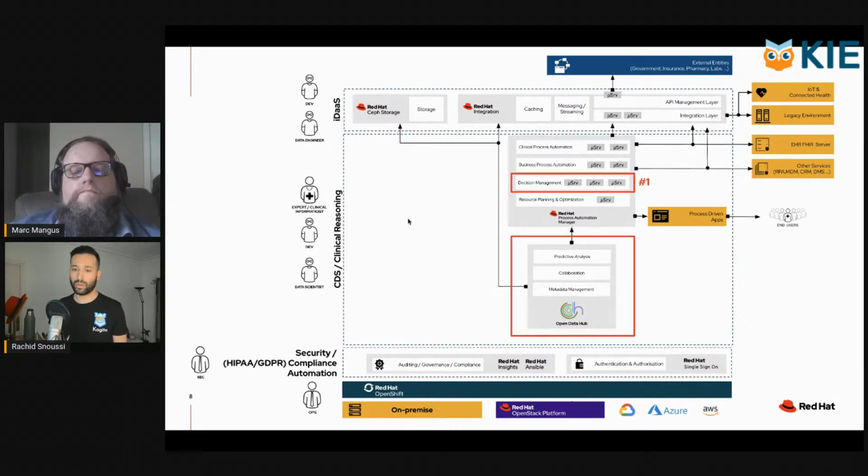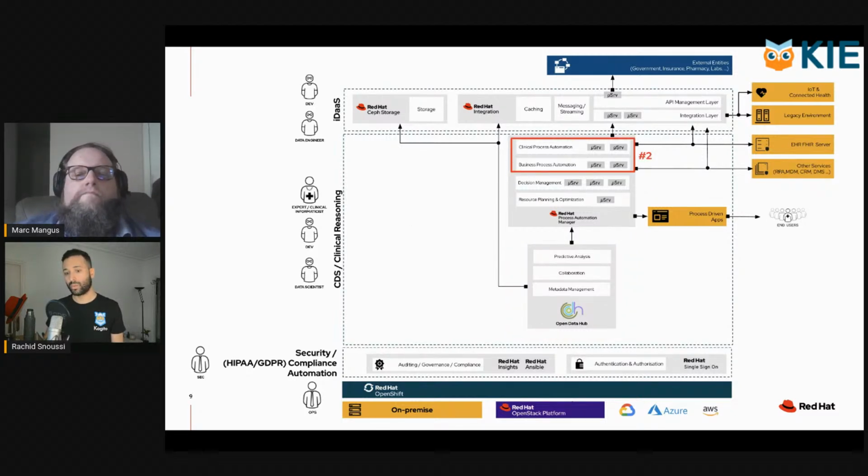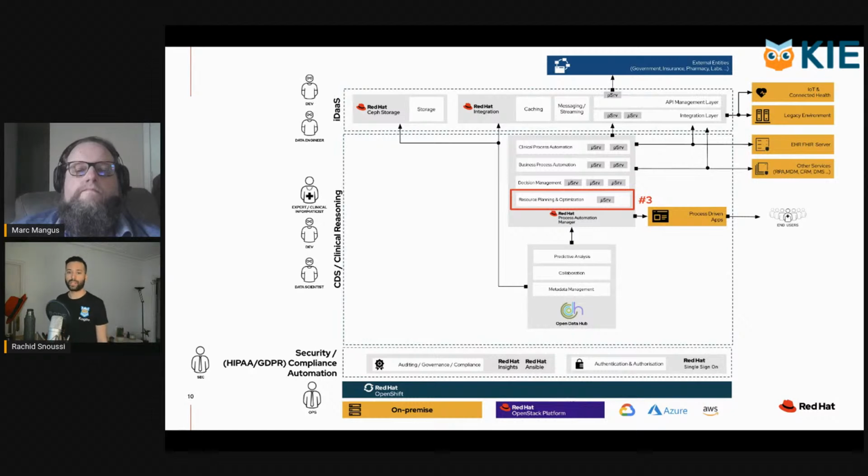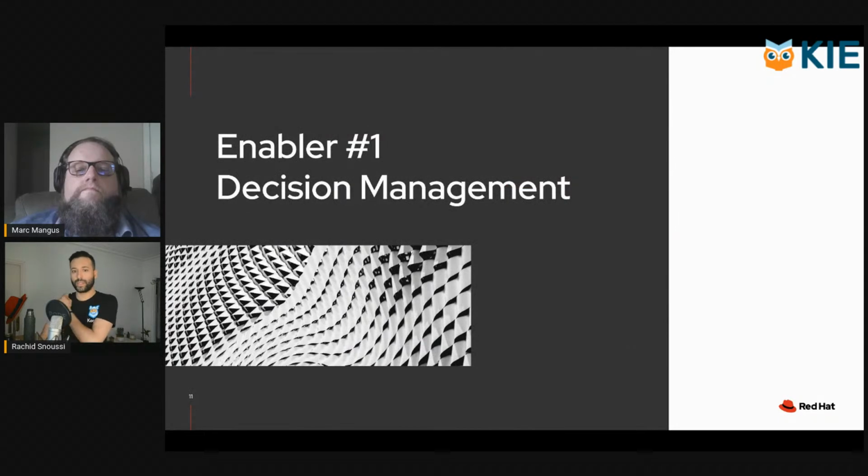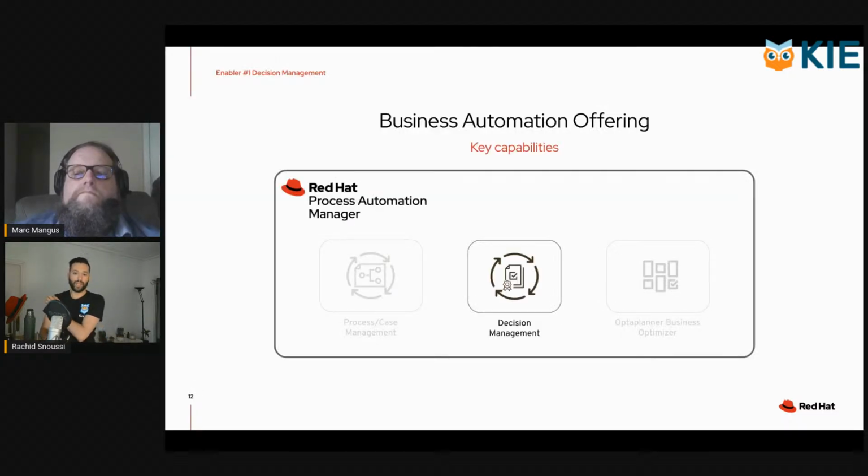So the first enabler is decision management. The second one will be the process automation technology. And the third and last one is our resource planning and optimization. So let's start with the first enabler. So the first enabler is the decision management technology that we offer in our tooling.